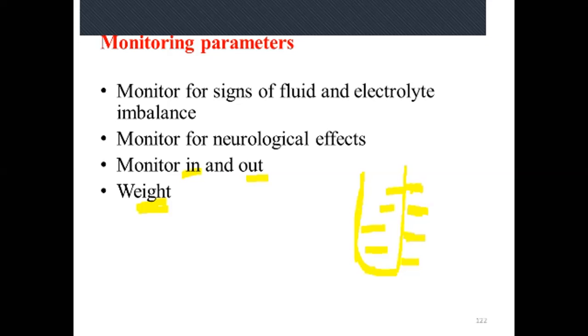So this is all about posterior pituitary gland disorders. I just highlighted the most important conditions we might encounter, although the conditions are very rare. Any question before we proceed to the next session?